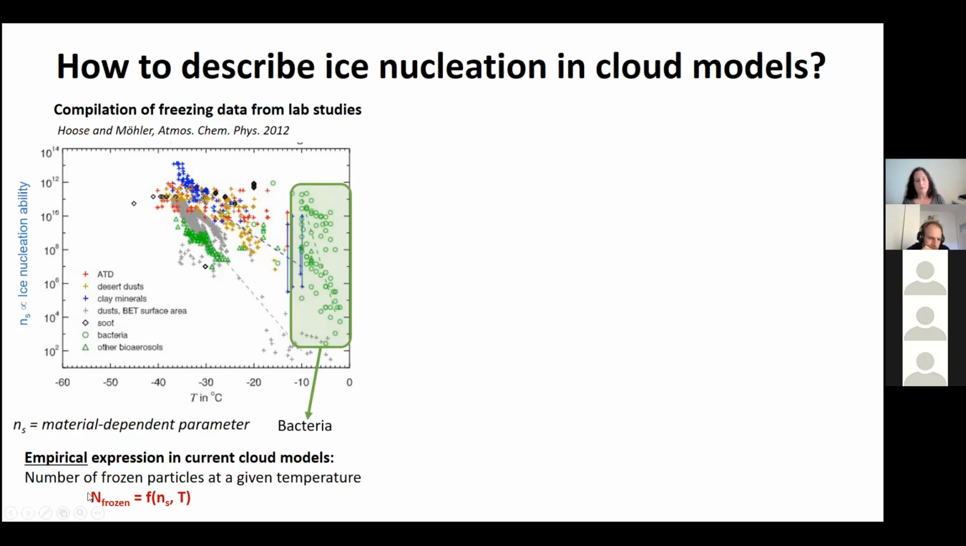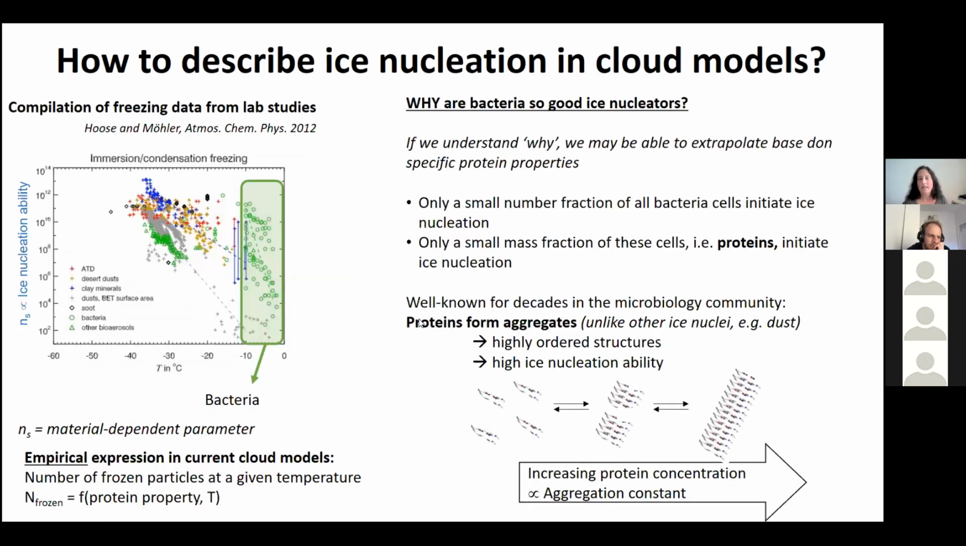So what we put in current cloud models is really an equation like this. If you know how many particles we have in total, the number of frozen particles is a function of this ice nucleation ability and temperature. But this is very empirical. There is no way for us, if we have an unknown bacteria, to say where it would fall into this NS range. So we try another approach and think about why bacteria are so good ice nucleators. We have this idea that if you understand the why, if you identify the property, then we can also extrapolate.